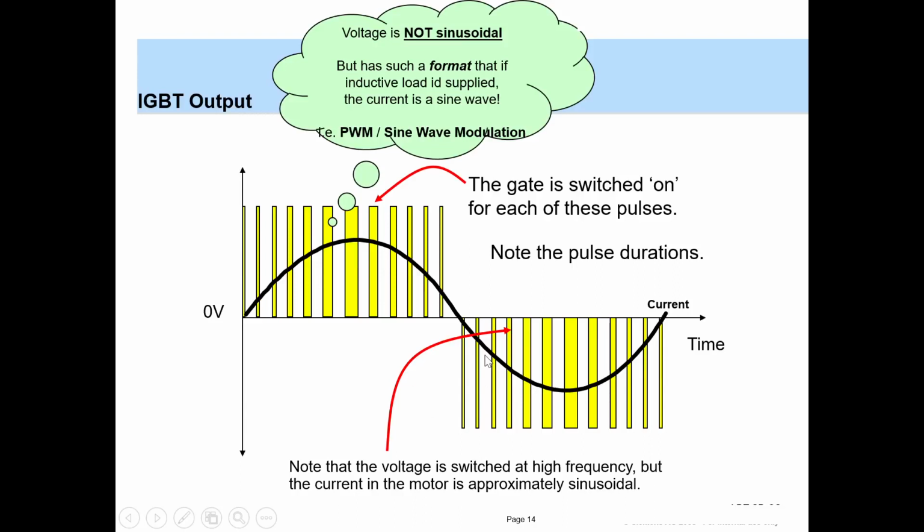Also, the switching frequency of this voltage is approximately around 2 kilohertz. It is configurable, we can have it up to 4 kilohertz also.